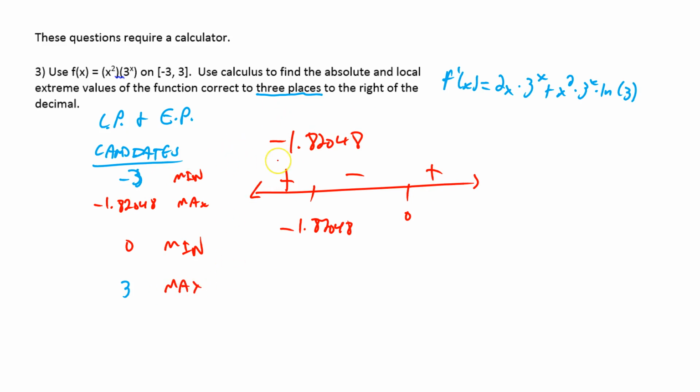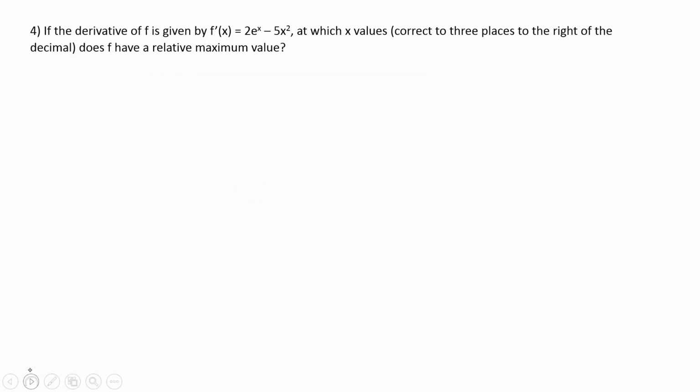But we have to actually figure out what these values are. So what I'm going to do is just plug them into my equation. I'm not going to do that now, just in the interest of time. But I would plug negative 3 in here, negative 1.82048 in here, 0 in here, and 3 in here to see what those values actually get me. Then I'm going to be able to see which one's the absolute max and which one's the absolute min. Just wanted to talk you through graphing the derivative there. So go to the next one.